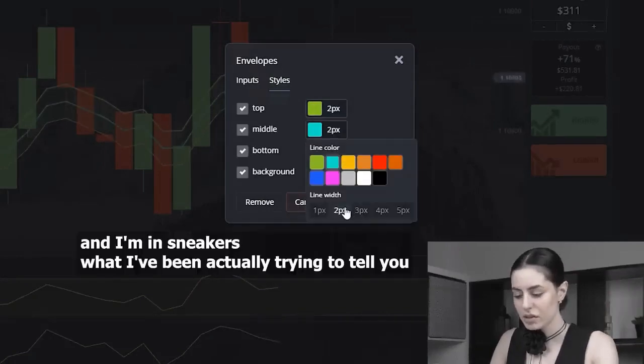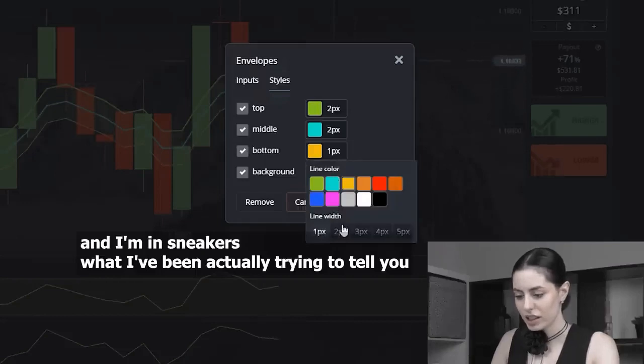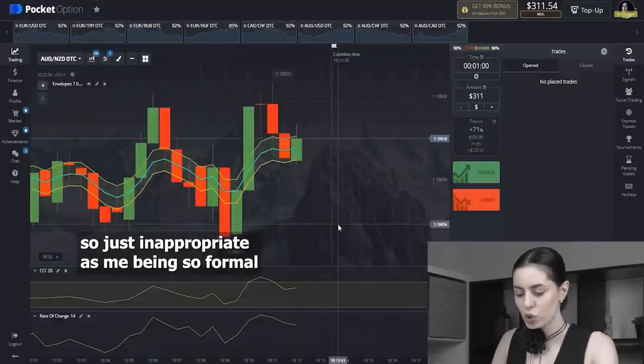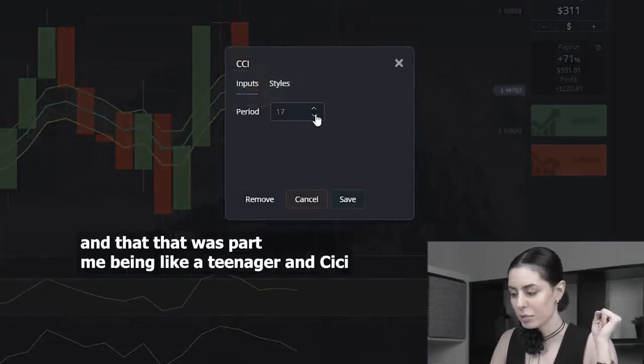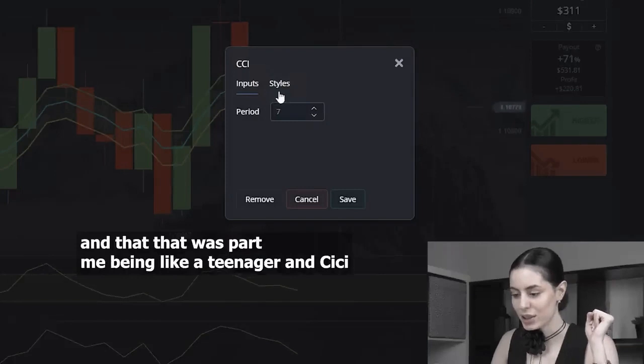And I'm in sneakers, what I've been trying to tell you. So in the upper part, me being so formal, and in the downward part, me being like a teenager.